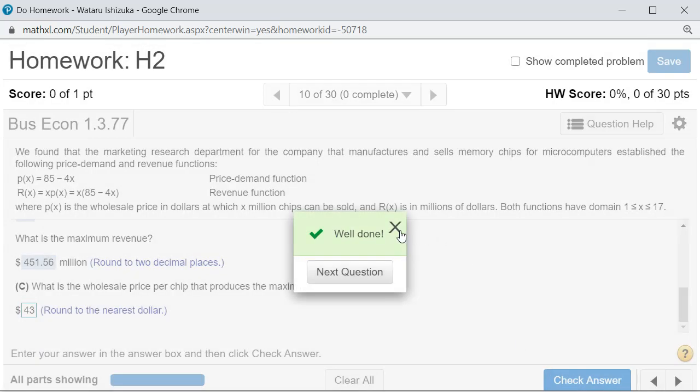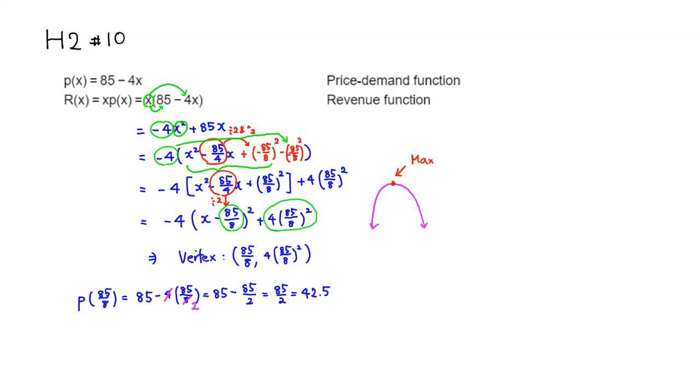I got that. All right, that's it. I hope that this was clear.